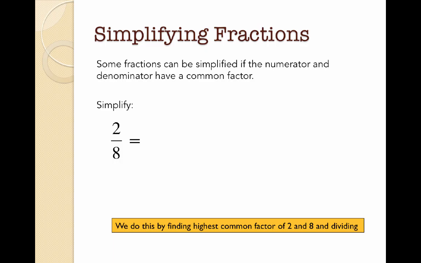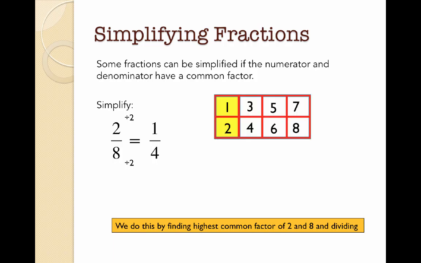I could also say find a number that will divide evenly into both 2 and 8 that is the biggest number. In this case, it's going to be 2. If I divide 2 by 2, I'll get 1. And if I divide 8 by 2, I'll get 4. I now have an equivalent fraction using smaller numbers. 2/8 simplifies to 1/4. Let's take a look at a diagram to see how this works.